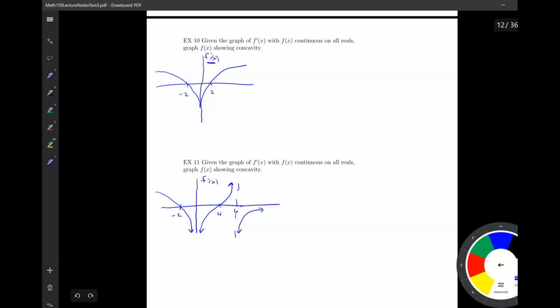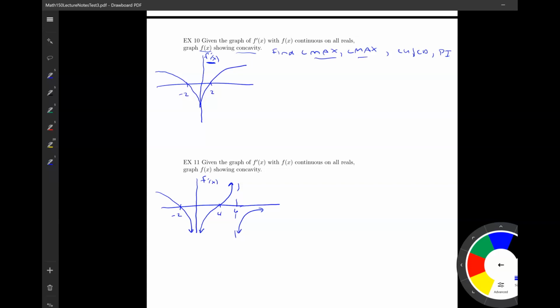Okay, so again, I'm looking at the first derivative graph, and I'm wanting to graph the function and show concavity. So this is a way of saying do everything. Find the local mins and maxes, then find where it's concave up, concave down, and the points of inflection. All right, so let's go find the local mins and maxes first.